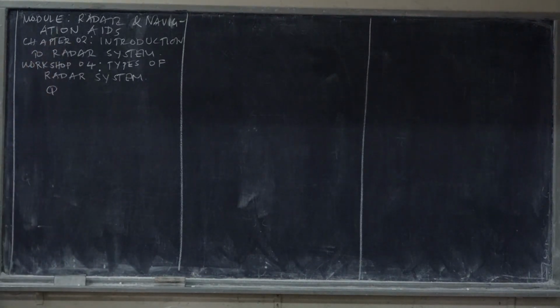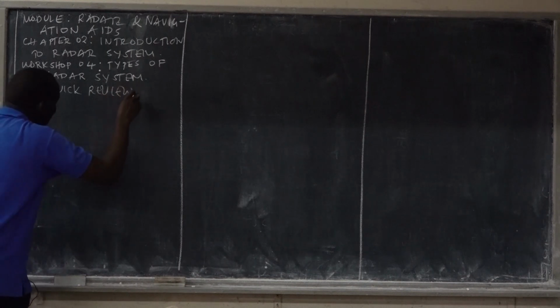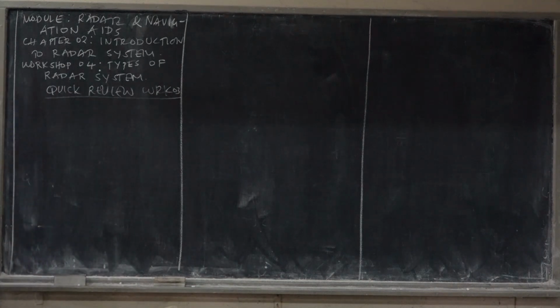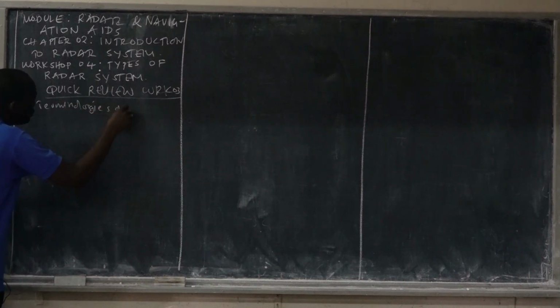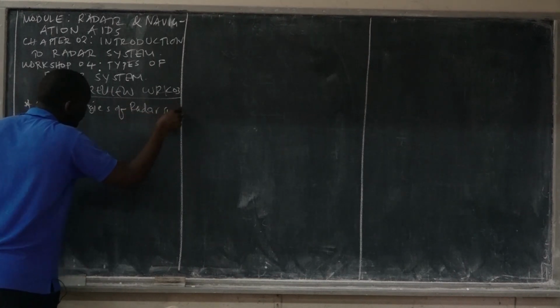So we are still in chapter 2, Introduction to Radar System. This is workshop 4, called Types of Radar System. Before I introduce types of radar system, let us do a quick review of workshop 3. What did we discuss in workshop 3? Simply, we discussed the terminologies of radar system.